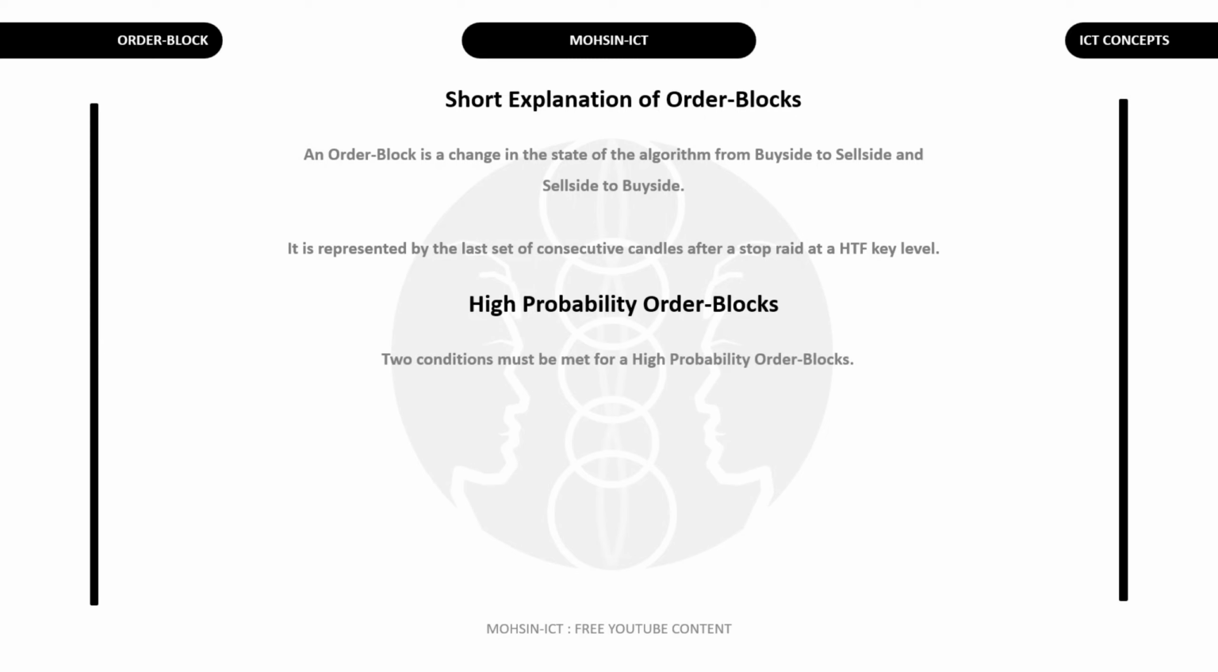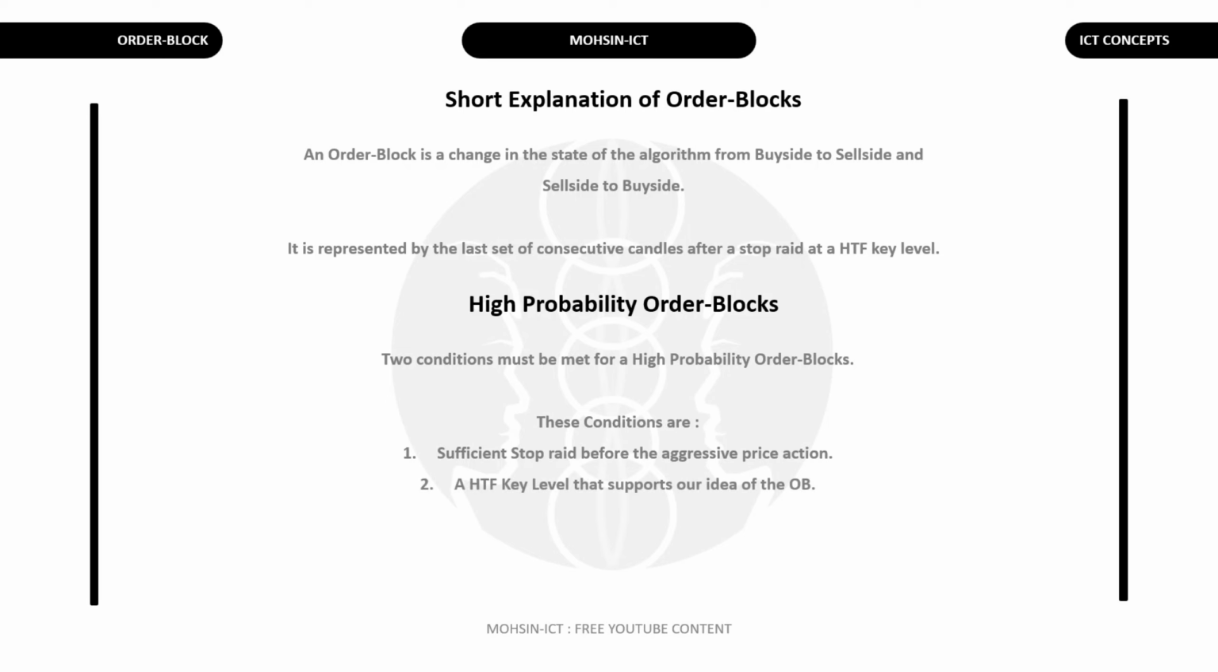Now, what are the high probability order blocks? There are two must-meet conditions for a high probability order block. The very first one, which is very important, is a sufficient stop raid before the aggressive price action. See, before we jump any further, I want to let you know that price needs a certain fuel to go aggressively toward a certain level. And that fuel is liquidity, which we get from a sufficient stop raid. Whenever you expect an aggressive reversal or aggressive continuation, always look for a stop raid. That's the fuel price needs to continue in a certain direction.